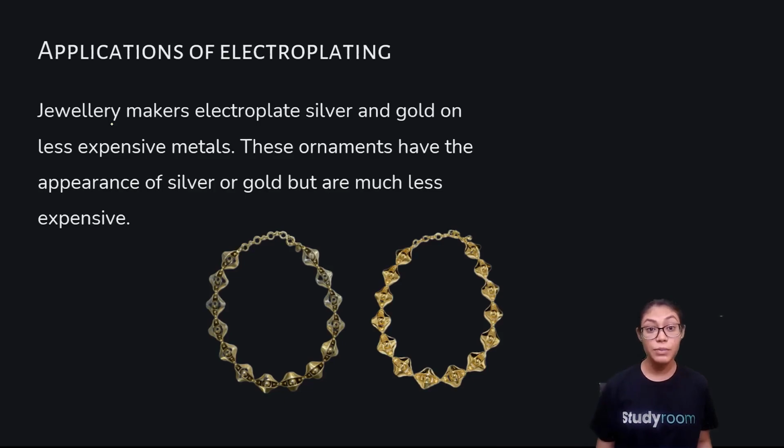Now, jewelry makers electroplate silver and gold on less expensive metals, such as iron. Generally, there is iron material and then silver is electroplated on it to give a good appearance so that the jewelry can be worn. So these ornaments have the appearance of silver and gold, but they are much less expensive. So it's cost effective. Correct?